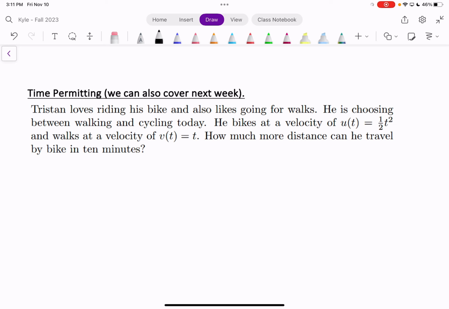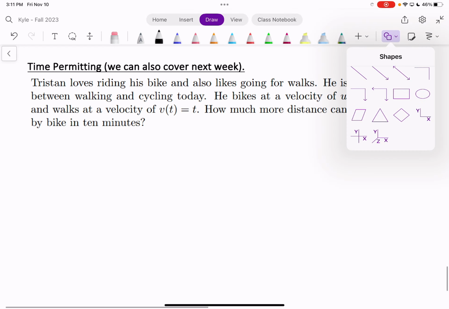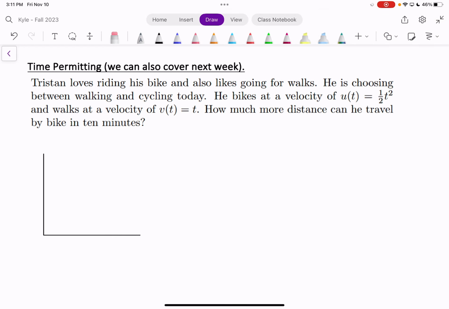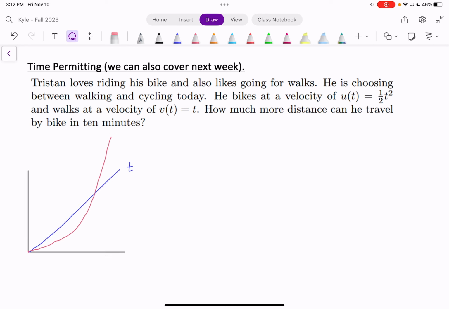So let's take a look at what this graph is going to look like. I'm going to draw it out here. We've got this graph. This is going to be his walking speed, like this. And his biking speed, you guys ever start off on a bike and it's a little bit hard to get going, but then once you're going, you're way faster than everyone walking. So it's going to be like this. And we want to find the area between 0 and 10. Remember, since we have velocities here, our area underneath the curves is going to represent the distance.